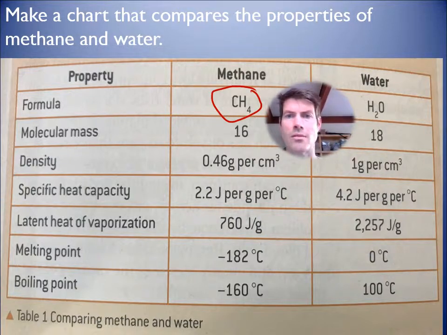Mass is pretty similar, but look at the density. Methane is about half as dense as water. And also the specific heat is much lower. It'll change states a lot more easily. Same thing here, 760 joules per gram, 2,000 joules per gram. And of course the melting and boiling point are different, based on those differences.